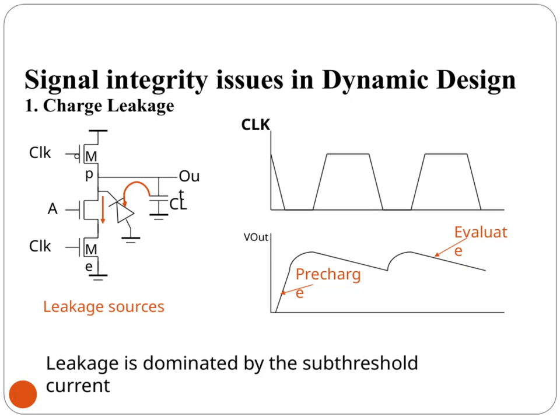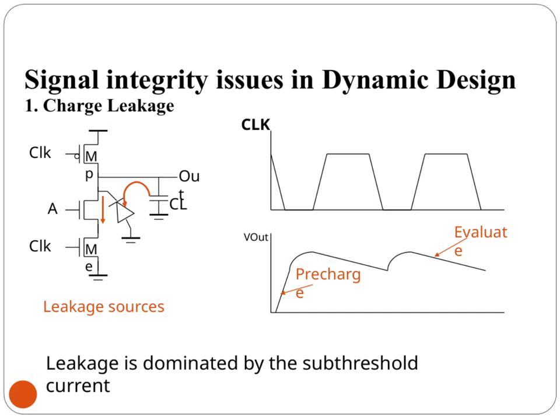Here, we're looking at some critical signal integrity issues that arise in dynamic design circuits. One major concern is charge leakage, which happens when the stored charge in the dynamic node gradually diminishes over time. This leakage primarily comes from subthreshold current, meaning current that flows even when the transistor is supposed to be off. This leakage can cause the output voltage, or Vout, to degrade, potentially leading to incorrect logic levels.